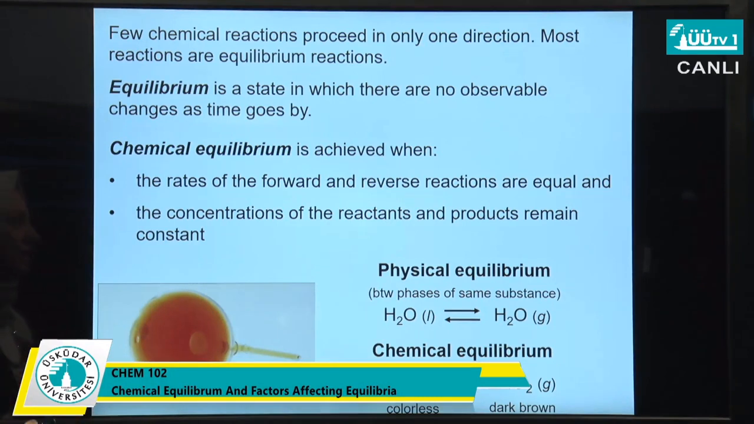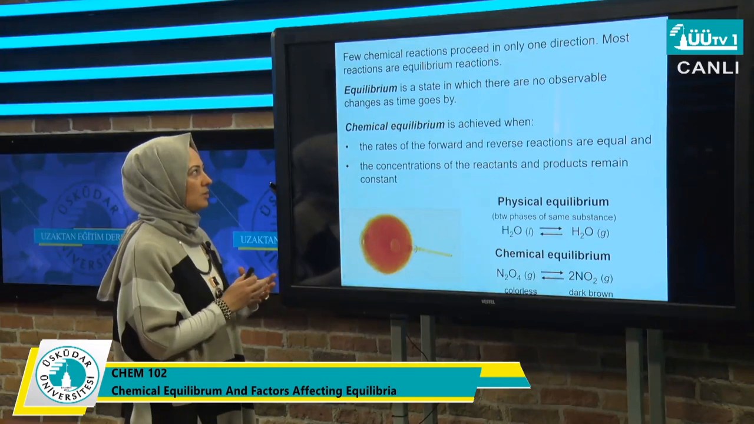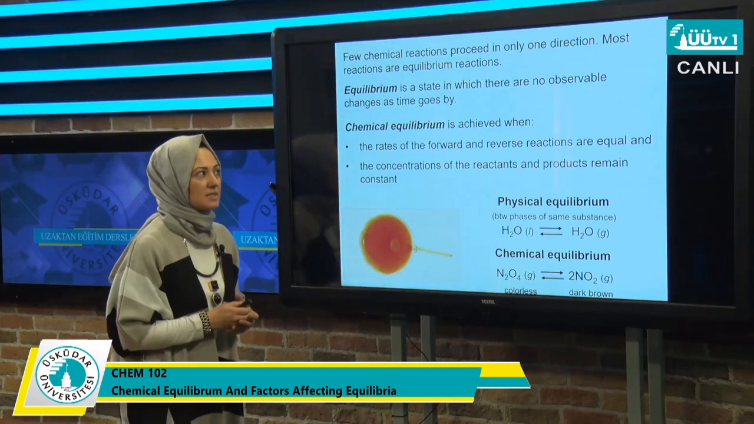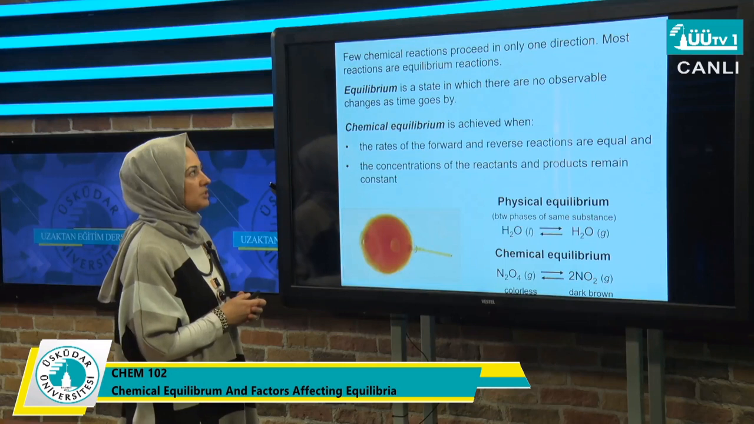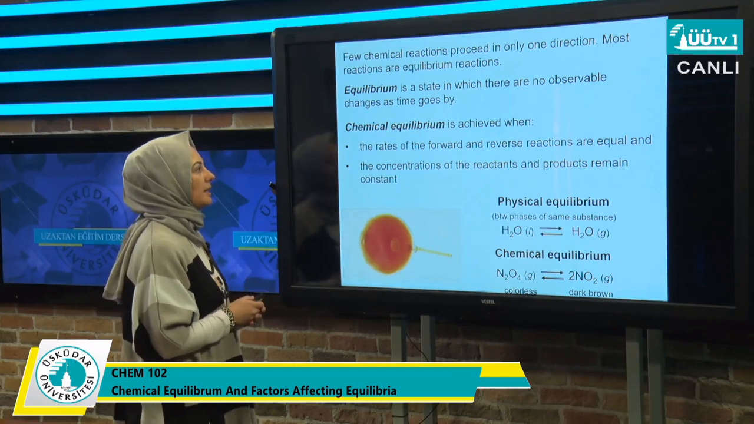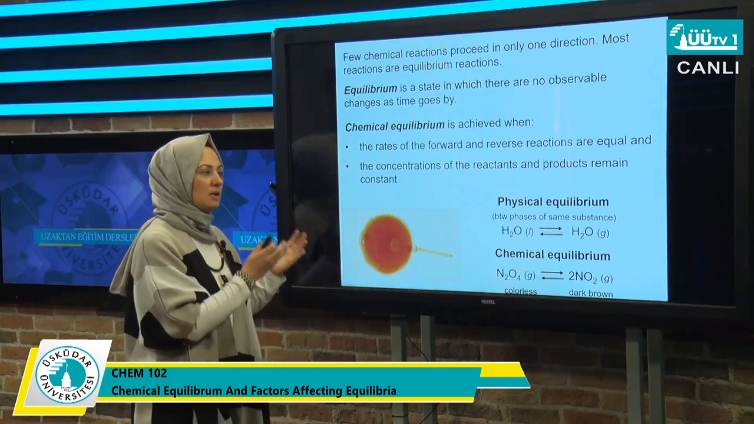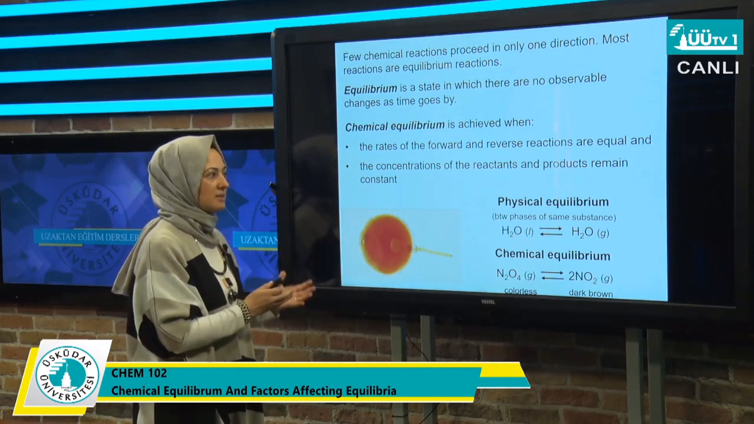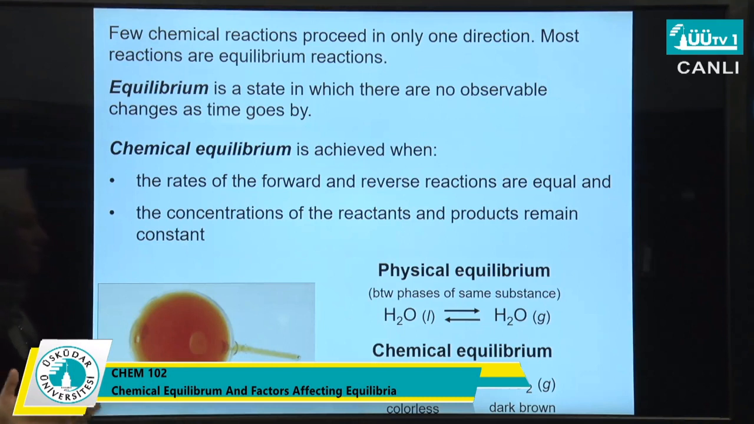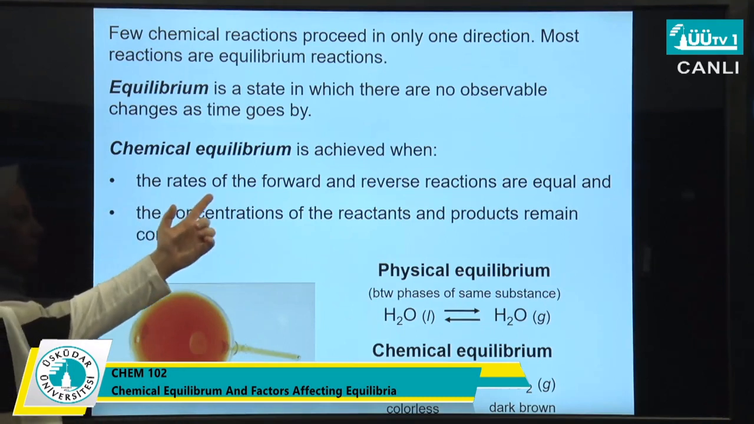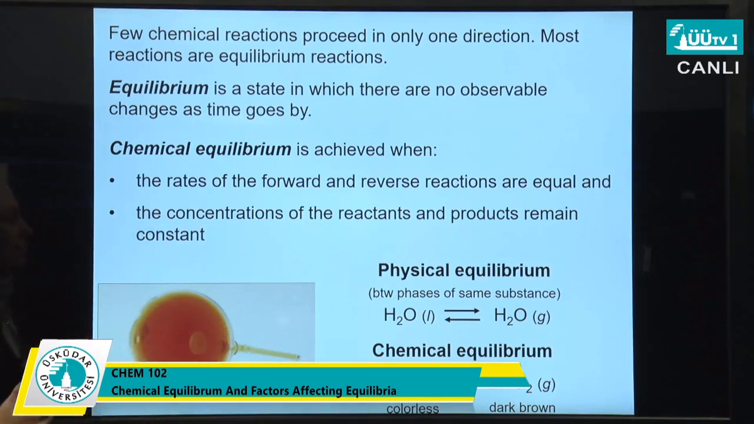Equilibrium is the state in which we observe no distinct changes in our system. We have no observable changes as the time goes by. And chemical equilibrium can be achieved when the concentrations of the reactants and the products are essentially constant. And at this point, the rates of the forward and the reverse reactions are equal.